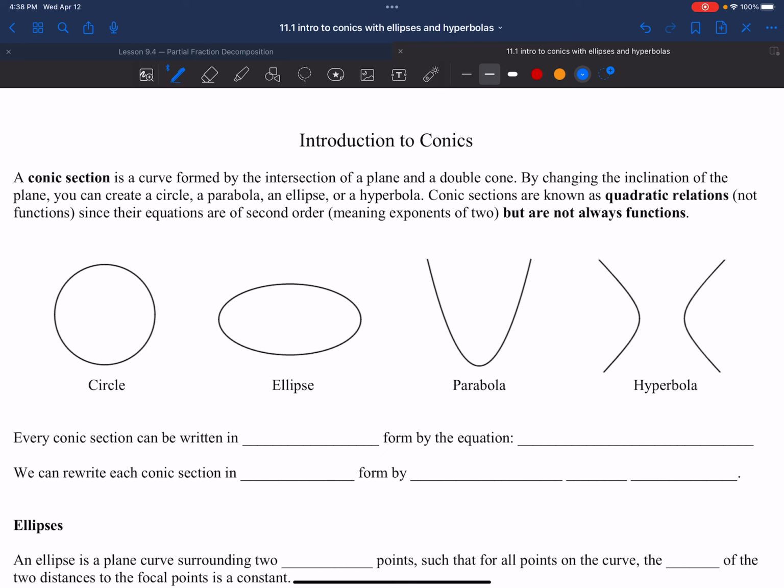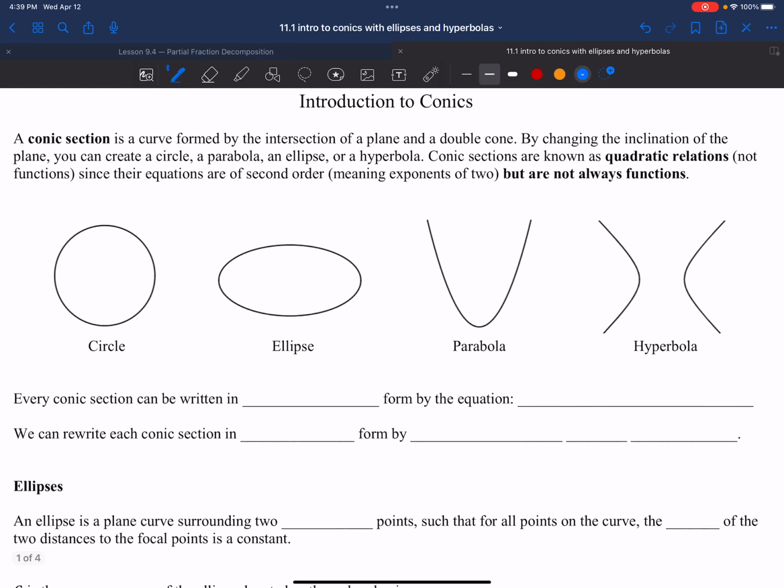Last thing I'm going to say though is that these are quadratic relations. Relations because we're not dealing with functions here necessarily. Notice all of these shapes. The circle fails the vertical line test. Ellipse fails the vertical line test. Parabola here passes it, but we're going to see sideways parabolas. That fails the vertical line test. And so does the hyperbola. So we call them quadratic relations. Quadratic because the equations are of second order, meaning exponents of 2. But these aren't really functions. So don't say "the hyperbolic function." That means something else.